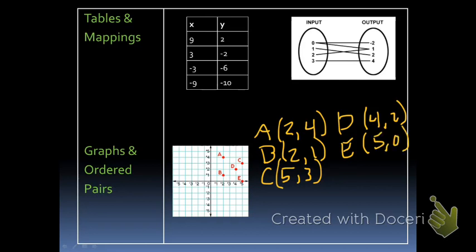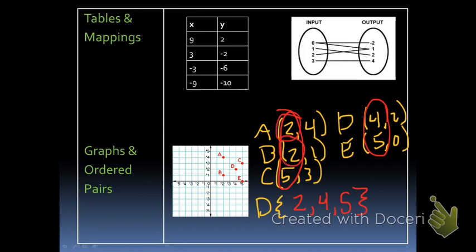Now, when I list the domain, I'm going to look at what my x's are. These are my x's. So I'm going to say the domain is 2, 4, and 5. Before you start freaking out and say, there's 5 points, why did you only write 3 numbers? I don't have to write the repeats. It was a 2 and a 2, so I can just say the 2 once. Same thing with the 4. It's only there once, but the 5 is there twice, and I only have to say it once.